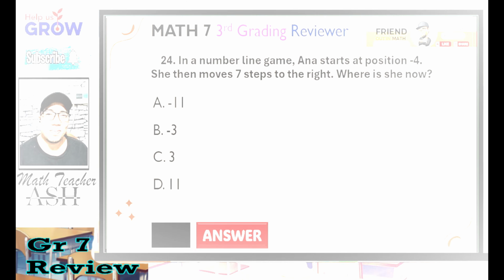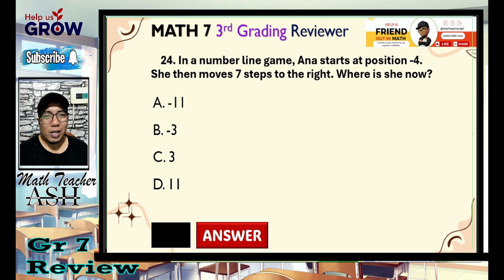Very easy. In a number line game, Anna starts at position negative 4. She then moves 7 steps to the right. Where is she now? Is it A, negative 11, B, negative 3, C, positive 3, or D, positive 11? I'll give you 5 seconds to think about your answer.